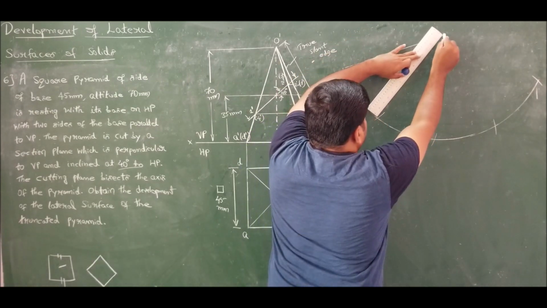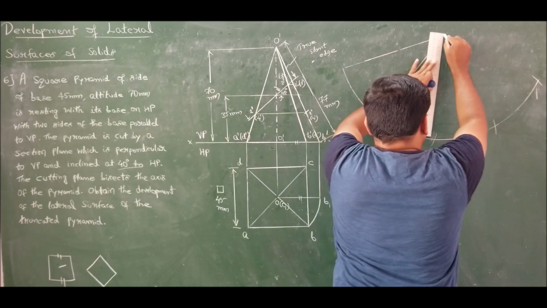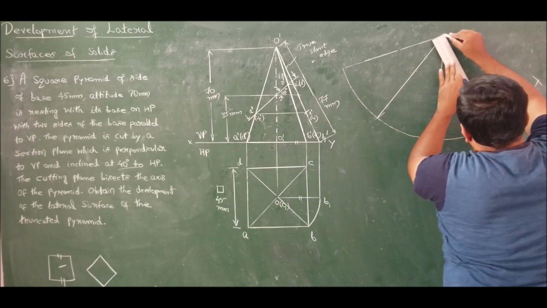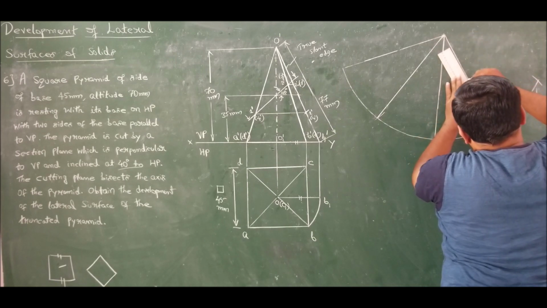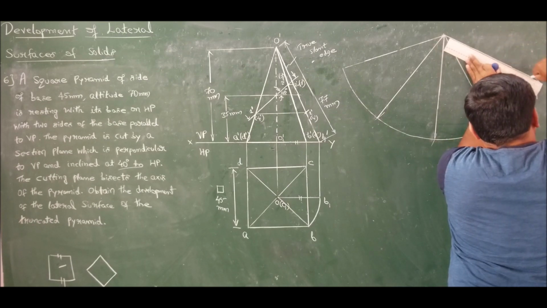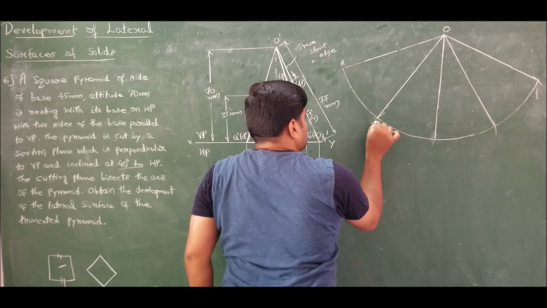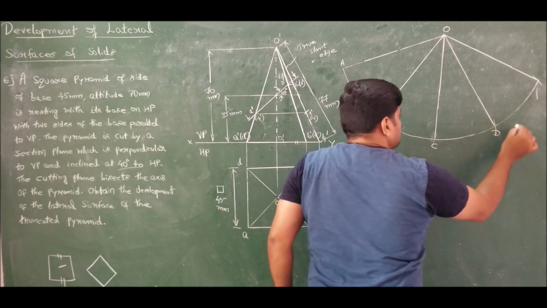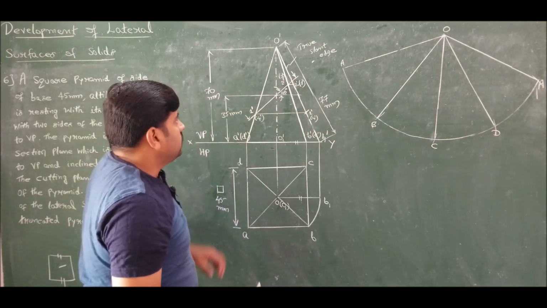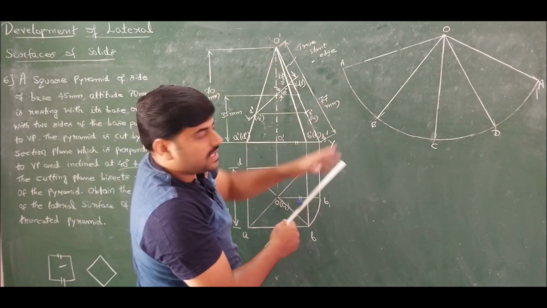Connected. Similarly, connect from all the points. So connecting which I'll get A, O to A, O to B, O to C, O to D, and again the closing side will be O to A. Clear? So this is O. We have A, B, C, D, and again A, closing side. Now, this is the true slant edge. From here only we should measure and transfer.